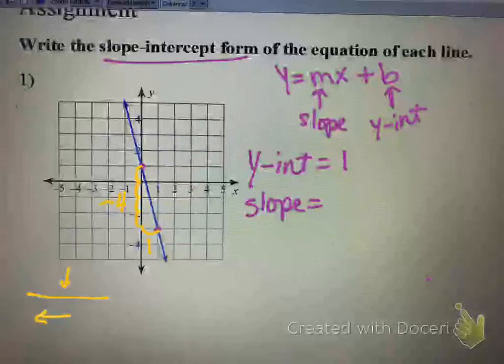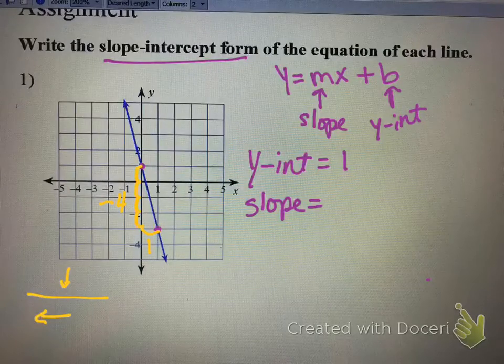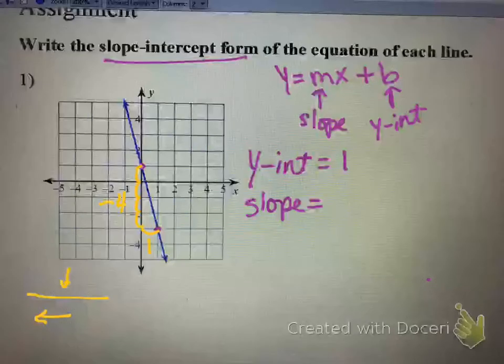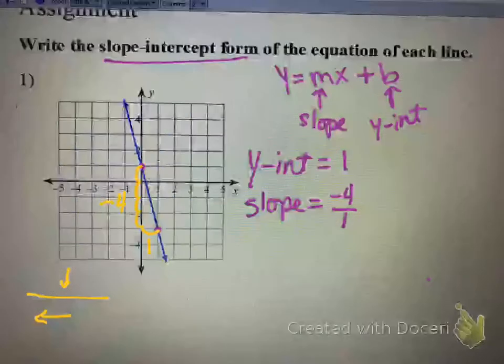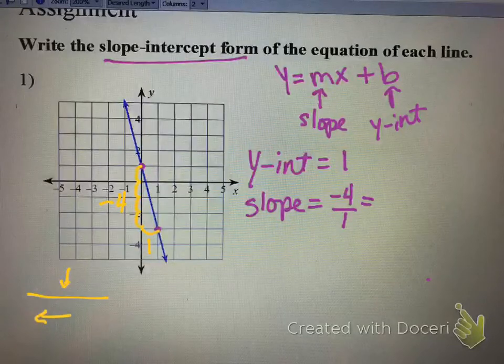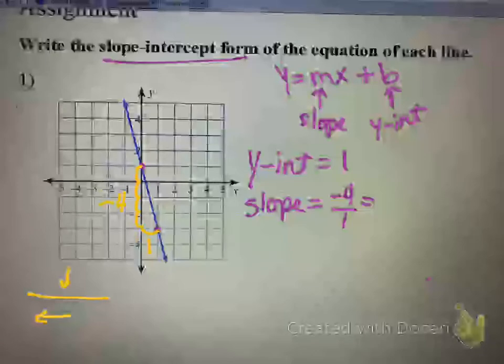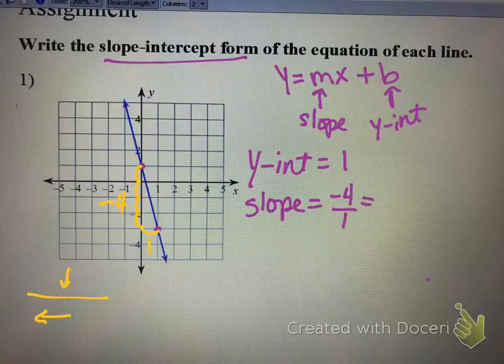So if I write down my slope now, the slope was negative 4 over 1. We always want to start with a fraction for our slope and then simplify it if you can. And in this case, it can be simplified. Negative 4 divided by 1 is just a negative 4.